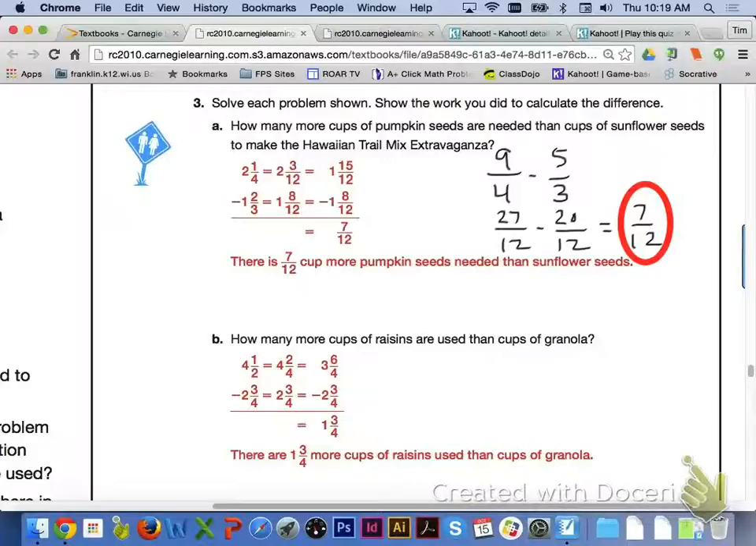If we take a look at letter A, we can see Kay's method here on the left using regrouping in order to get 7/12 for the answer, and then I also put in the work to show for Lakia's method, converting the mixed numbers to improper fractions, obviously still getting 7/12 for our answer. There are going to be 7/12 cups more pumpkin seeds needed than sunflower seeds for letter A.